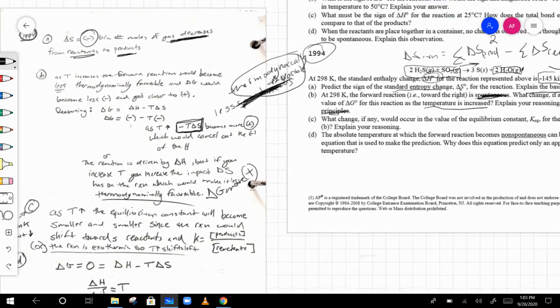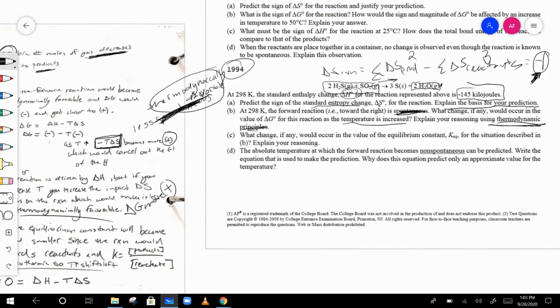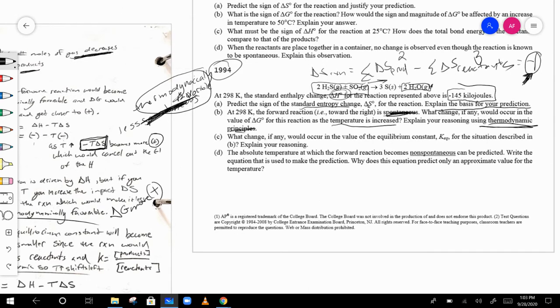Okay. Next one, what change, if any, would occur in the value of the equilibrium constant for the situation described in B? So basically, as temperature goes up.